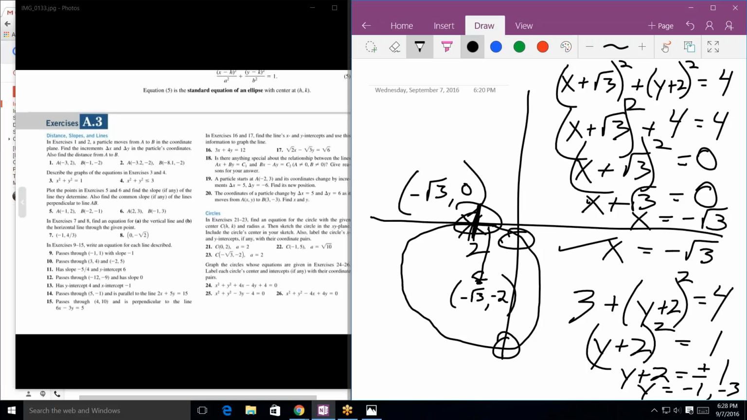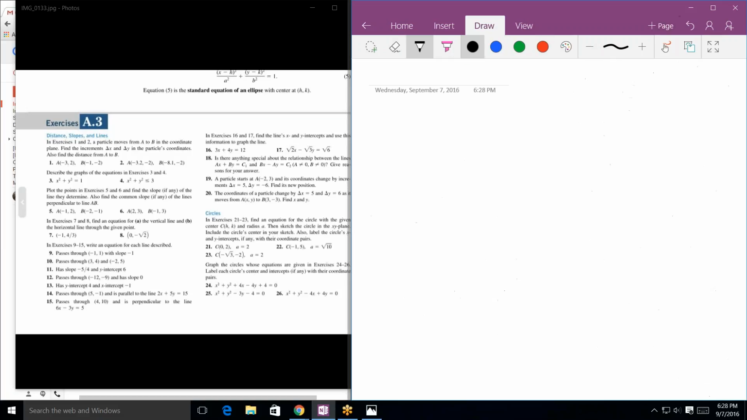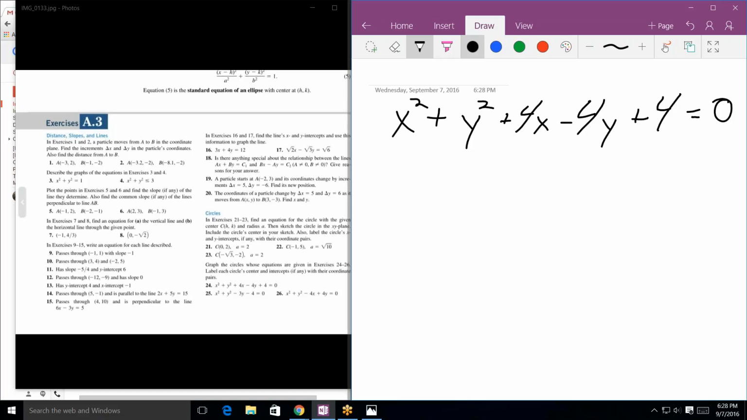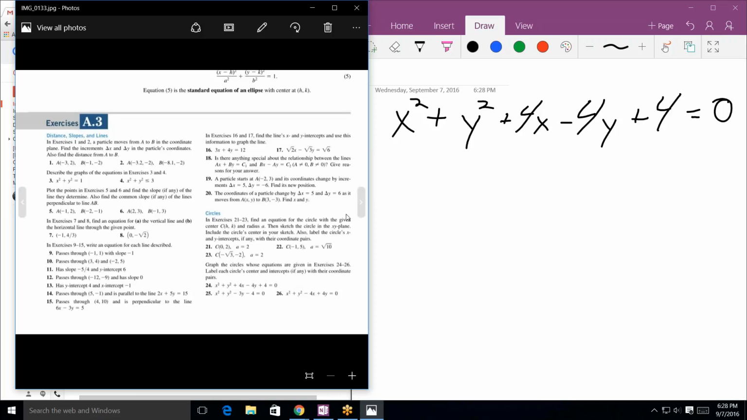All right, let's look at 24 and 25 because those both involve completing the square, which can be a little tricky. Okay. I think we talked a little bit about this, maybe not, at our last session. What we have here is the equation of a circle in standard format. Okay? Graph the circles whose equations are given.